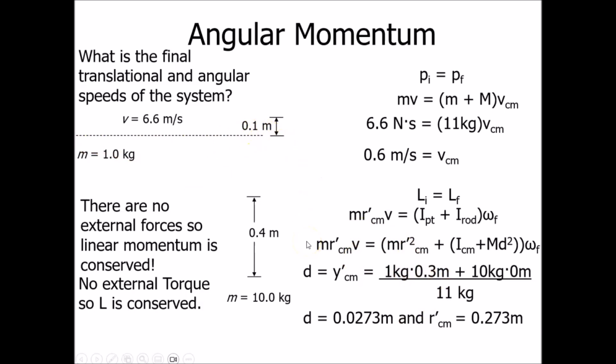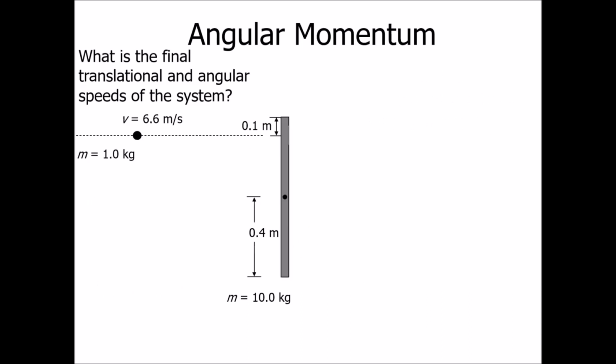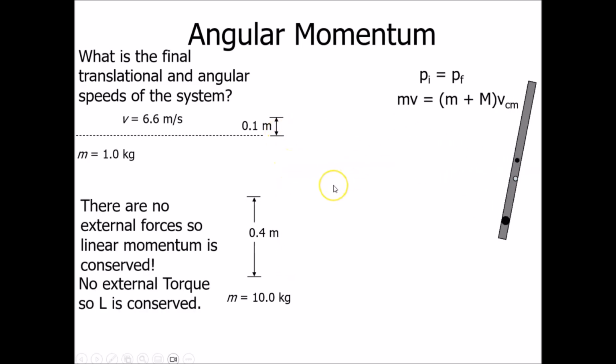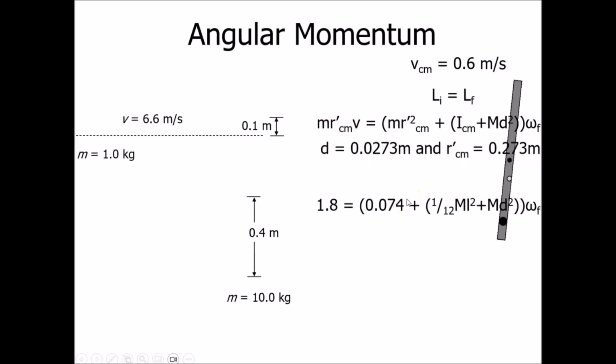So I'm going to back up so you can see that again. So think about where this hits, which would be right about here, and that blue dot is right about here. So that's going to be 0.273 in between them, right about there. All right. Okay, so now I can use this 0.273 and plug that in and solve this.